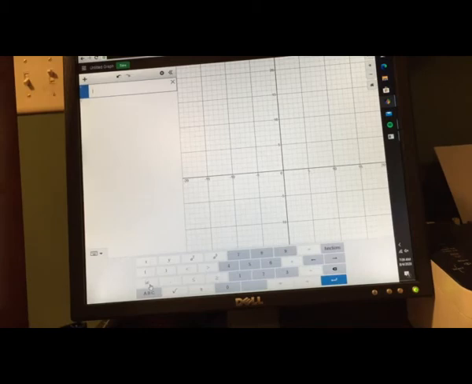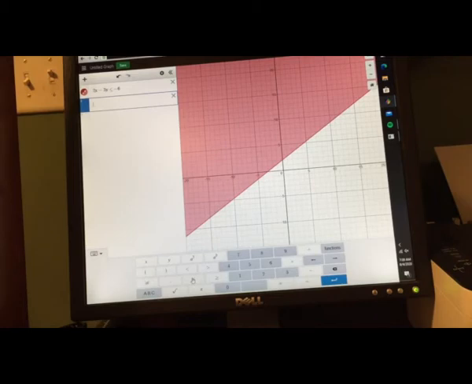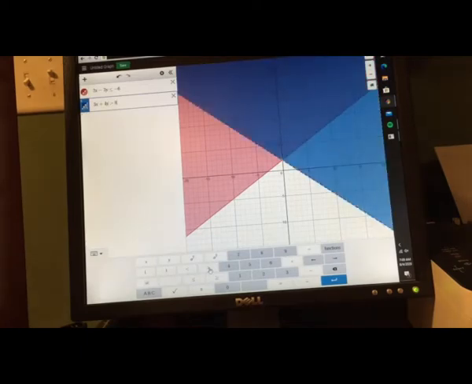All right, looking at the first one, the first equation was 2x minus 3y is less than or equal to -6. So there in red, or pink, I guess, is the first equation that we did. And then to put the second one in, we're just going to hit enter, go to the second row there, and this one was 3x plus 4y is greater than 8. And there it is.